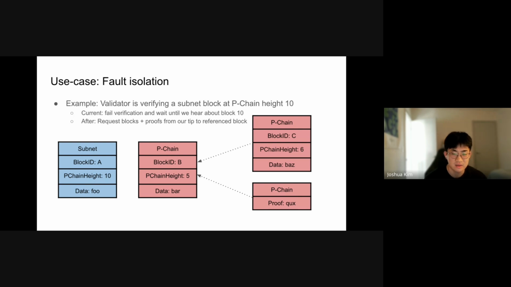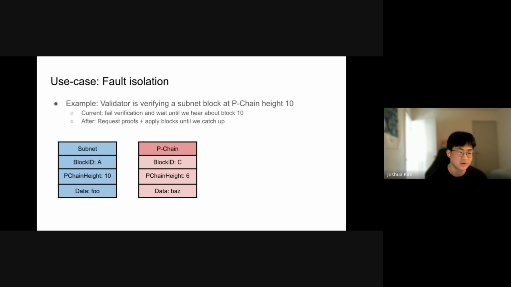And then we can verify the proof. Since the proof will tell us whether or not this was valid based off of a threshold of stake signing this multisig, if it's valid, we can just blindly apply this block on top, which is the P-chain height 6. And so once we apply this, we're slowly making progress on the P-chain. And so eventually we should be able to catch up to P-chain height 10.